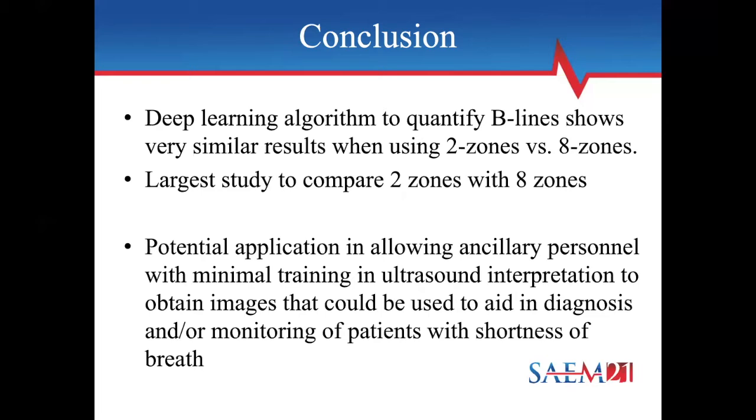This study is the largest that we are aware of, comparing the use of a 2 versus 8 zone protocol. Overall, these results suggest that a 2-zone anterior superior acquisition by someone without substantial training in ultrasound interpretation could provide similar information to an 8-zone protocol interpreted by an expert.